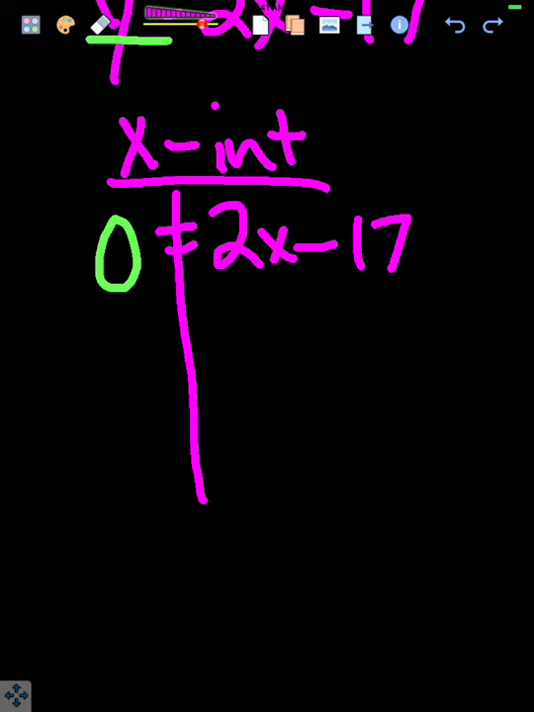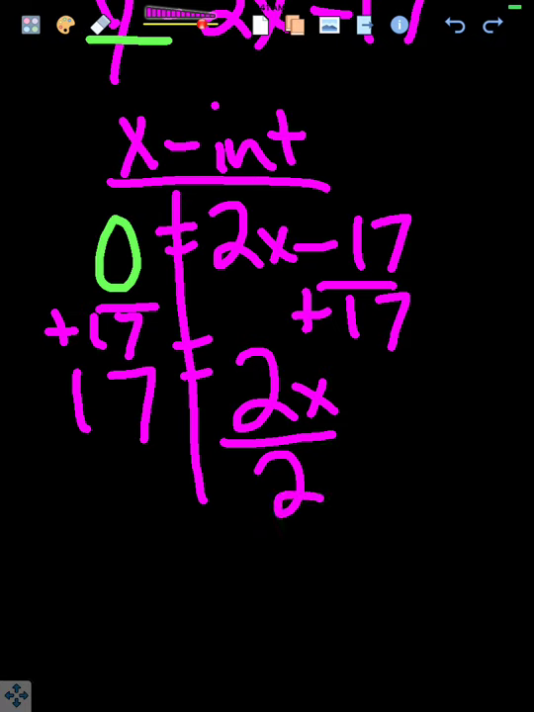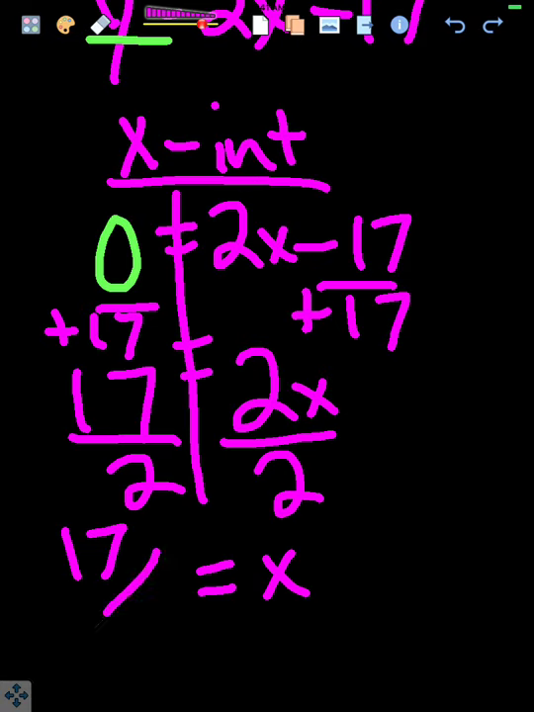So the first step in this equation would be to get the constants to one side. So we have 0 on the left, but we have minus 17 on the right. Those are both constants, but we want to isolate the x's. So what we would do is add 17 to both sides, and then 0 plus 17 would be 17, and then we bring the 2x down. And then last step, we want to divide by the coefficient 2, and we'll get x equals 17 over 2.